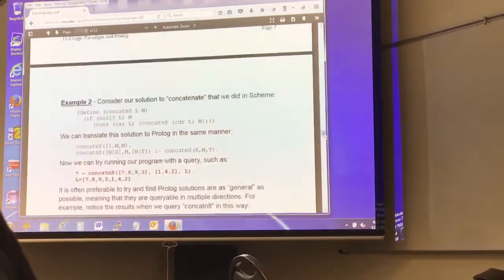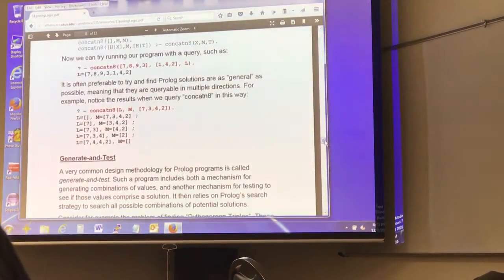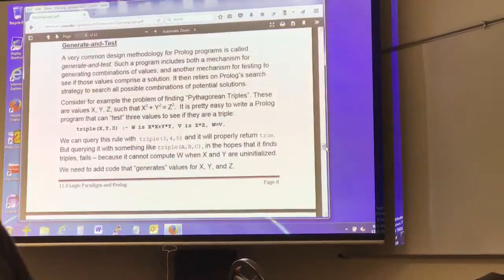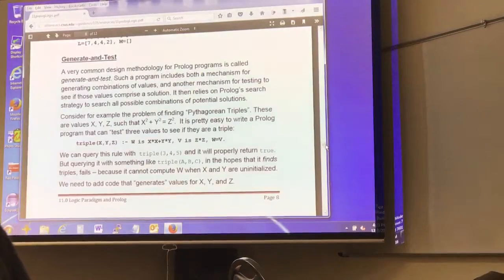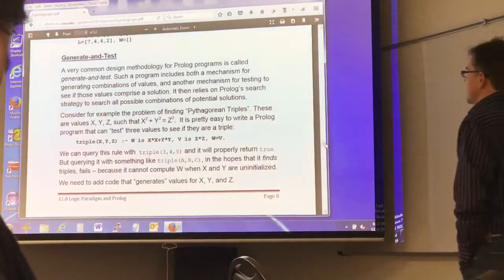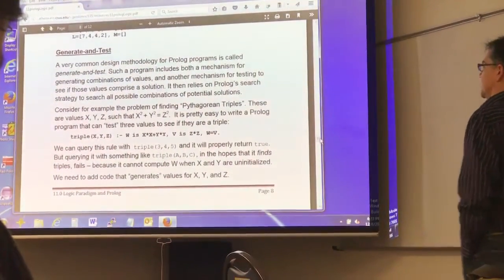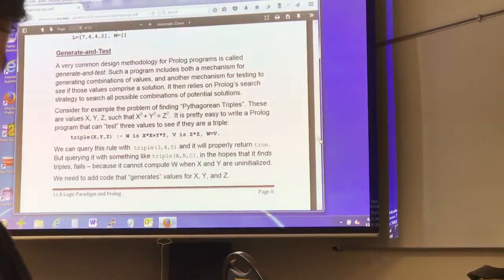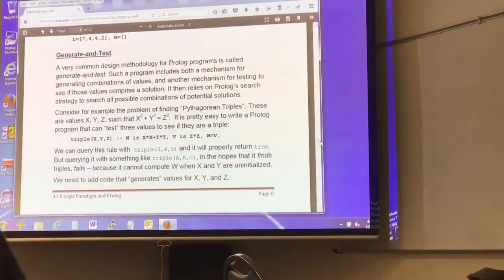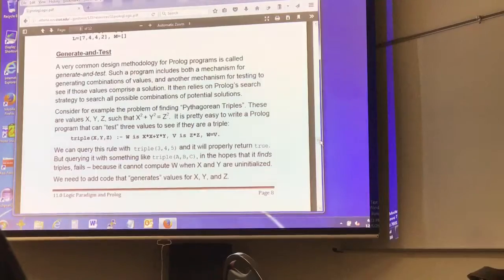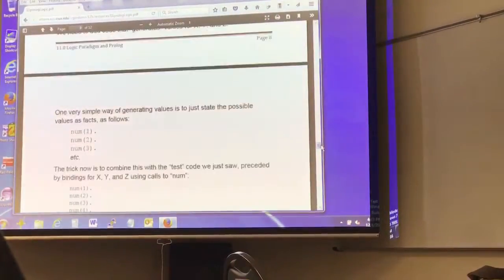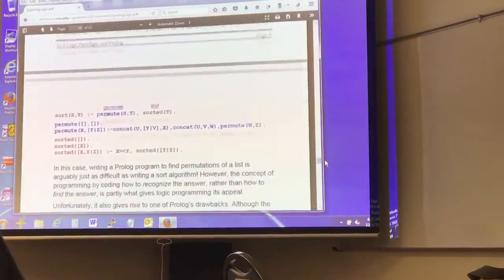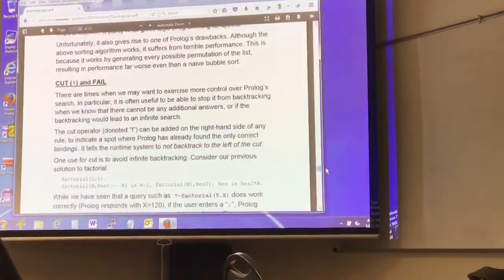So besides the examples we did in class, there were the other examples in the notes. One thing that was not on the quiz was generate and test, even though it was on your homework, so it could be on the final exam. It's one of the most important programming techniques in logic programming, so that very well could be on the final exam. There's plenty of examples of those.